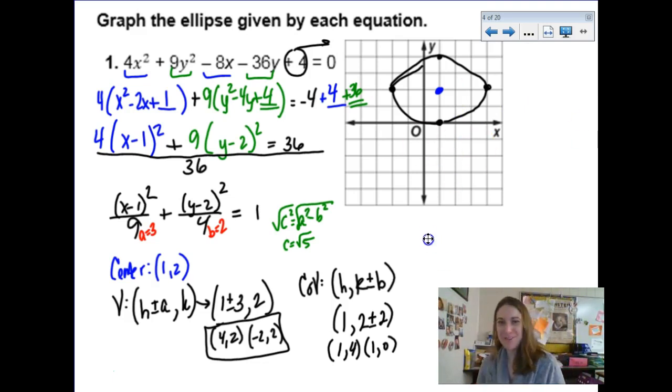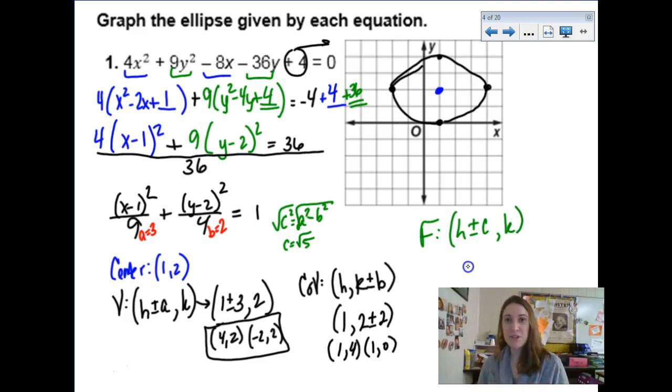Alright, let's talk about where the foci are located. So for a horizontal ellipse, your foci are located at h plus and minus the c value, comma k. So it's a distance of square root of 5 on the major axis from the center. So for us, that would be, my h right this time, 1 plus and minus the square root of 5, comma 2. So along this major axis, I'm going a little more than 2 units, somewhere right there.